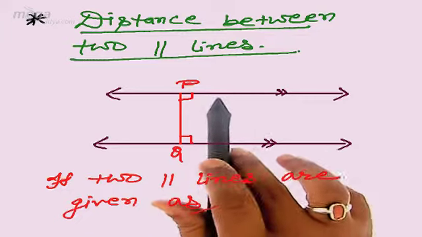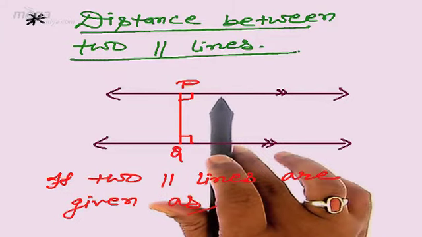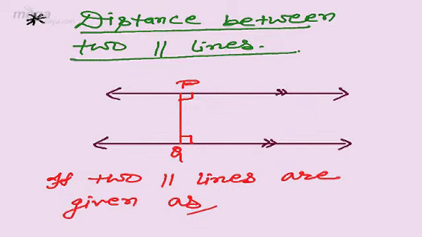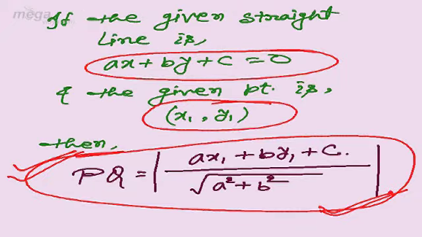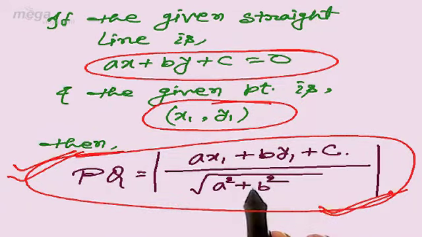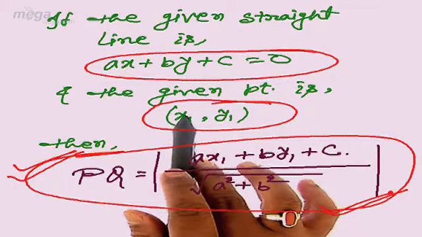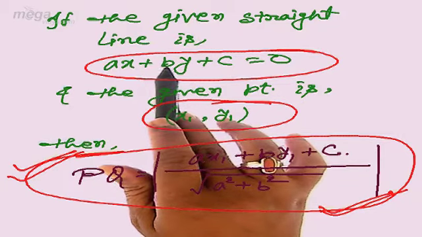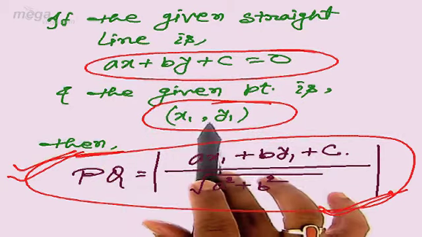Any point, by substituting one value of X and calculating the other value of Y, or by substituting the value of Y yourself and calculating the value of X. And then once you get the point on one of the straight lines, now we will use this formula. PQ is equal to this, where that point will be the given point, and using the equation of the second line, we will find the distance of the second line from the point on the first line.